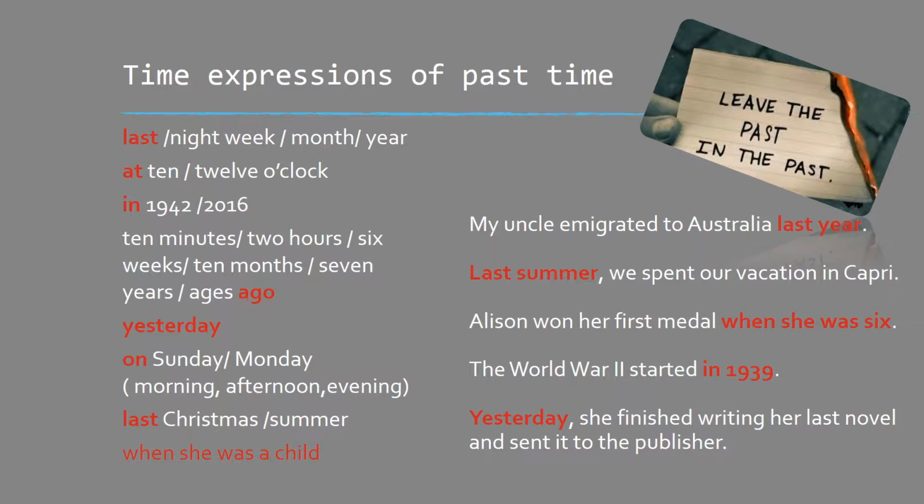We use time expressions with the past simple to state when something happened. Some common time expressions include the following: last week, last month, at 10 o'clock, in 1942, 10 minutes ago, ages ago, yesterday, on Sunday, on Monday morning, last Christmas, last summer, or when I was a child. Please have a look at the examples.